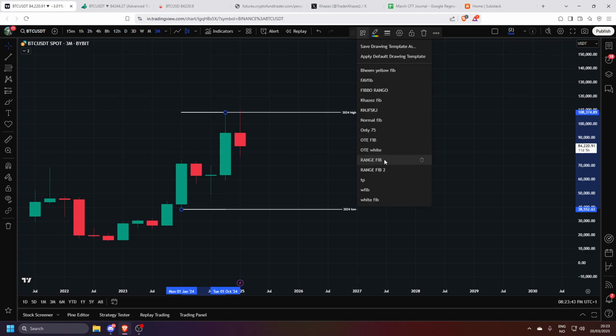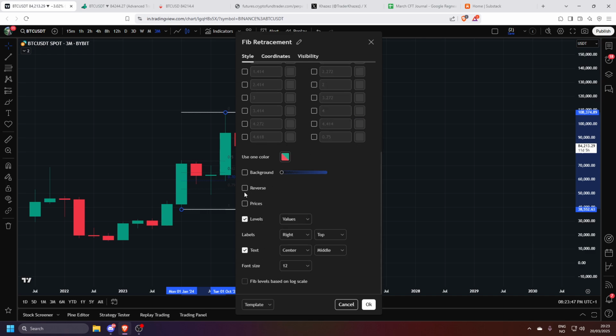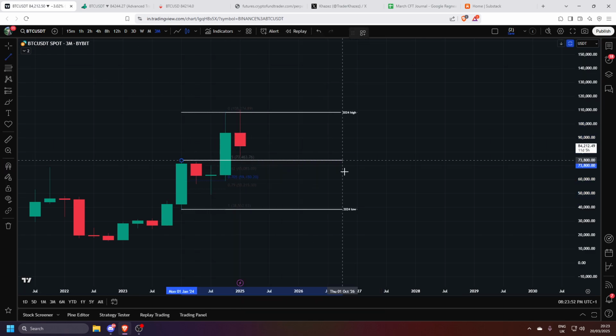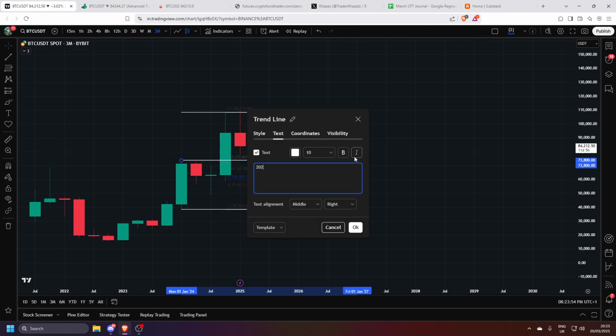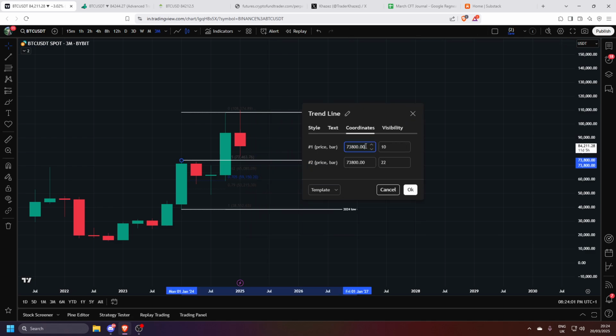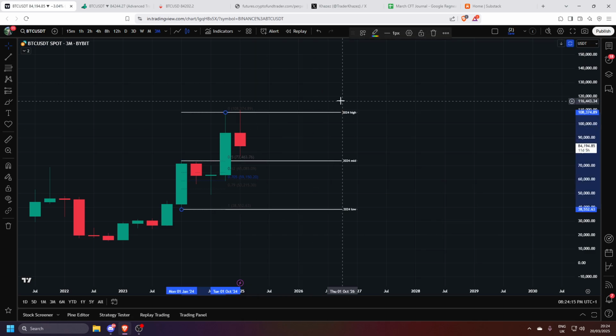Let's use our OTE fib. Let's use the 0.5. Let's use the prices. Let's get that mid-level exactly. Let's just put it here for now. This is our 2024 mid. It's on the right side, nice. And then 73,463 is the coordinates. Let's see, 73,463.76. All right, there we go. Now we have our mid-level.